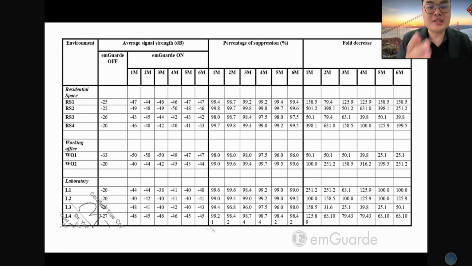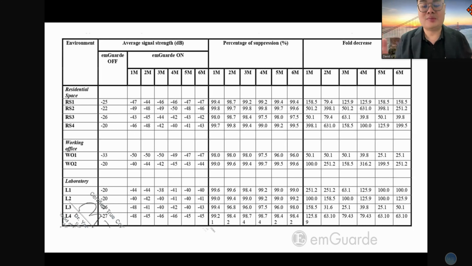Okay, now in this test, they are testing in different environments. On the left of the table, you can see all the different environments, from residential spaces to working offices and laboratory as well. I want you to stay focused on the first result, RS1, which represents residential space. Now, the suppression percentage: at 1 meter, they registered a suppression of about 99.4%. That's the reason why when you do the scanning with the detector, it shows 0, because this detector is able to receive the targeted suppression frequency, to verify that emGuarde is working within 1 to 2 meters.